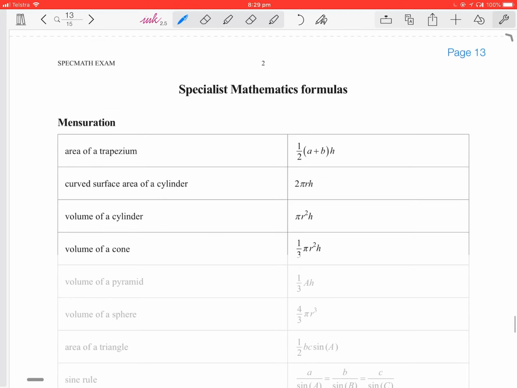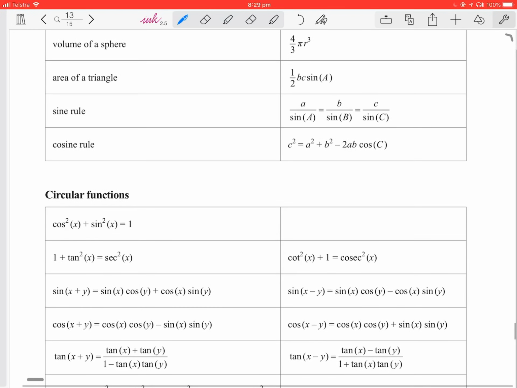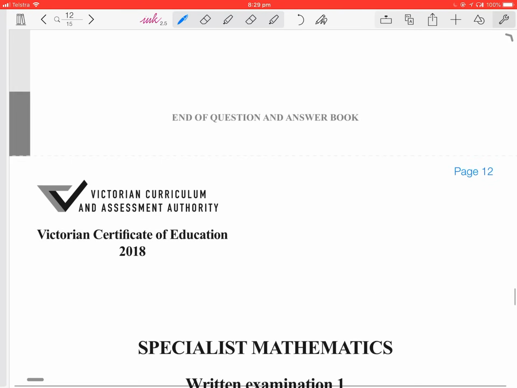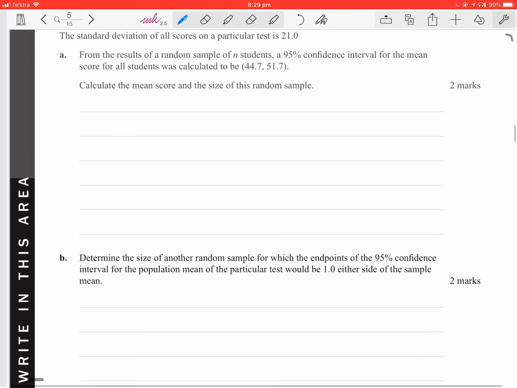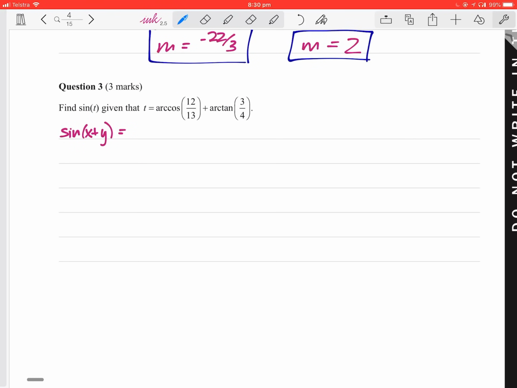Where's the formula sheet? Sine x plus y: sine x cos y plus cos x sine y. That's what I was going to say it was, but better to be safe than sorry. So sine x cos y plus cos x sine y.